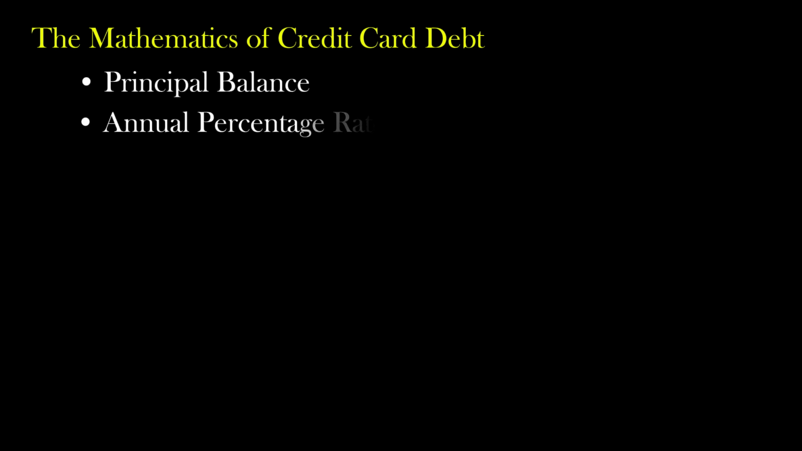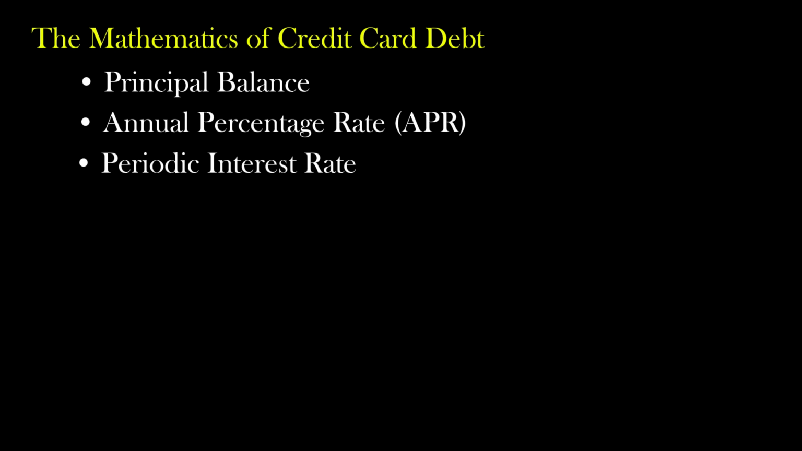First, we have the principal balance, which is the total amount you currently owe. Then there is the annual percentage rate, or APR. While the APR is the headline number you see in advertisements, it's not actually the number used for your monthly bill. Instead, banks use a periodic interest rate. Finally, there is the minimum payment formula.